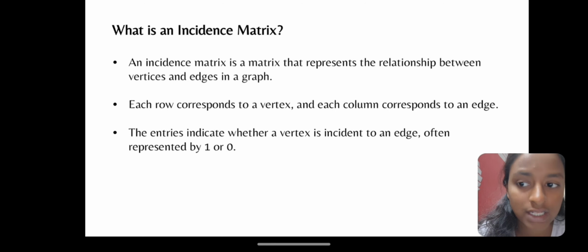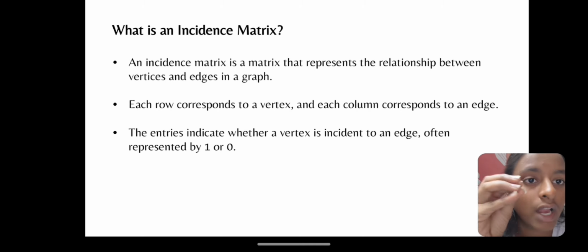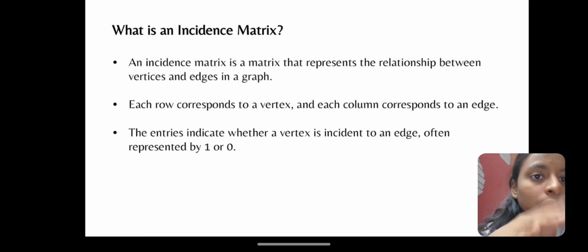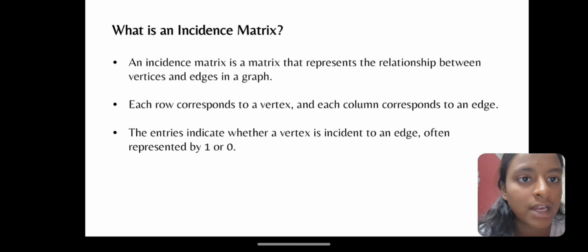As we have learned about adjacency matrix, now we'll see what is an incidence matrix. An incidence matrix is a matrix that represents a relationship between vertices and edges in a graph. Basically, incidence matrix and adjacency matrix both work on the same principle of telling the relationship between vertices and edges, but here, as we have previously learned, if there are 4 vertices, we used to take the order of adjacency matrix as 4 by 4.